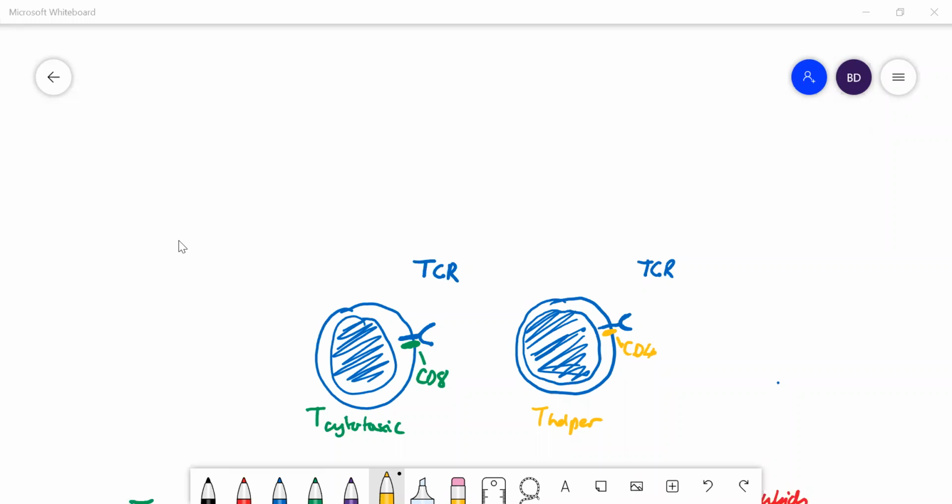Okay, in the last video we talked about cytotoxic T cells. Now we're going to talk about another kind of T cell, which is a T helper cell. They're similar. They both have the T cell receptor. But in the case of the cytotoxic T cell, the T cell receptor is right next to another protein called CD8. And in the T helper, it's a different protein, right up next to the T cell receptor, called CD4.